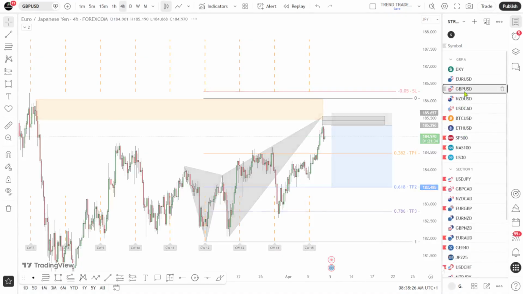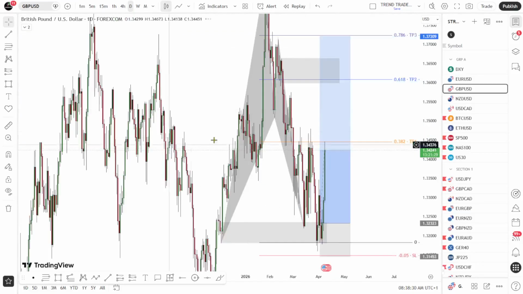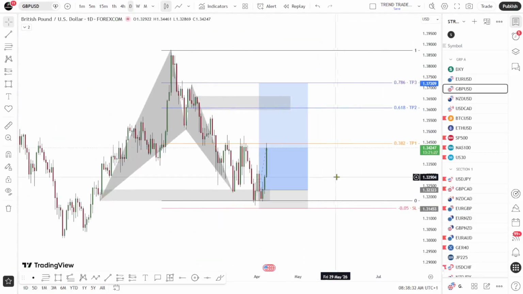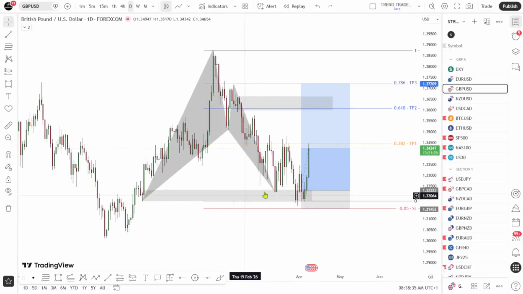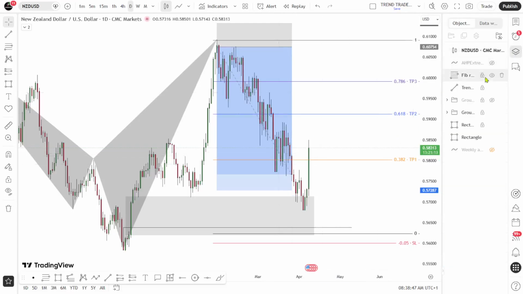Now there are setups I sent out on my X handle. I sent out GBP USD. For those of you that are very active on Twitter, X formerly Twitter, you would have been able to catch this setup, and right now it is a massive profit. Take a partial profit and then adjust your stop. Another one is on NZD USD as well. Let me see if I can hide.